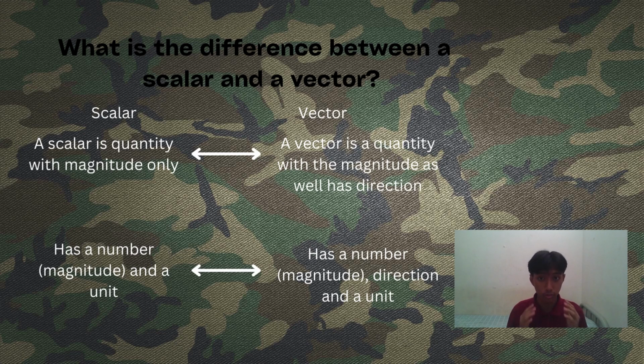So, what is the difference between a scalar and a vector? A scalar is a quantity with magnitude only. However, a vector is a quantity with magnitude as well as direction. Also, a scalar has a number, magnitude, and a unit. Yet, a vector has a number, magnitude, direction, and a unit.